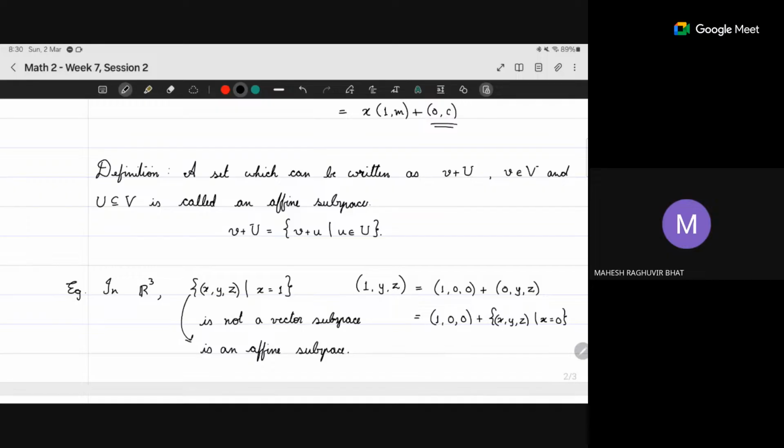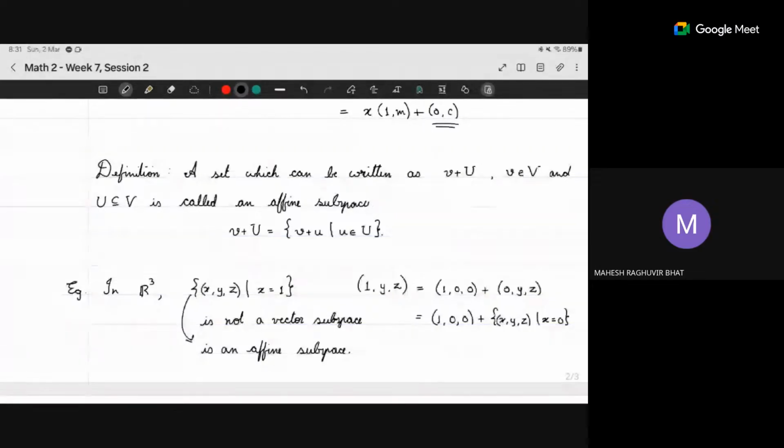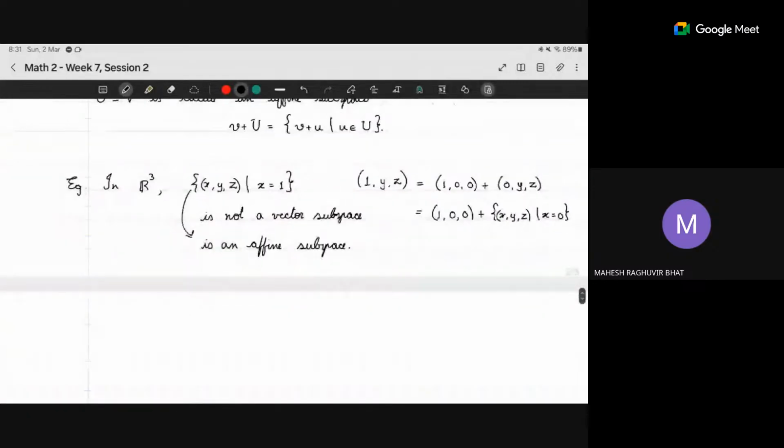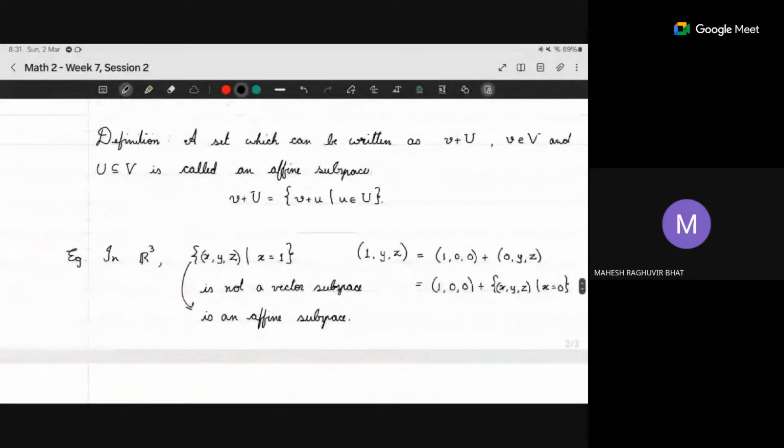You could learn it that way also. An affine subspace for which v is equal to 0 is a vector subspace. You can start out with an affine subspace and then come down to vector subspaces that way as well. That is also valid, but since this is there just for completion, this is introduced much later.